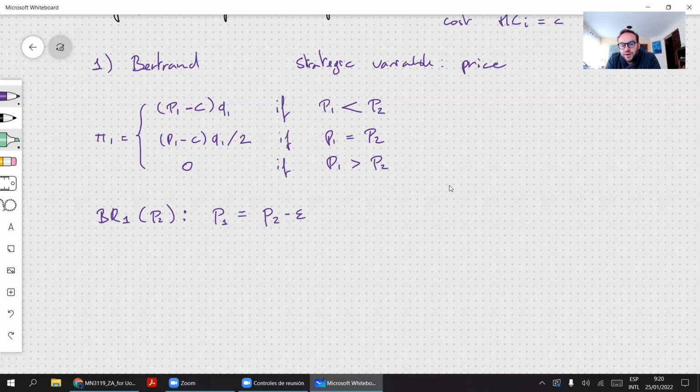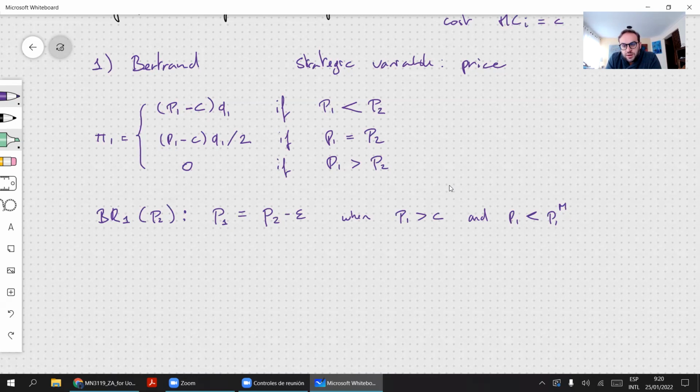I can modify this, and I'm going to be a little bit more precise. This is possible when the price is strictly larger than marginal cost, and when the price is strictly smaller than the monopoly price. Okay, so obviously interrupt me whenever you have a question.